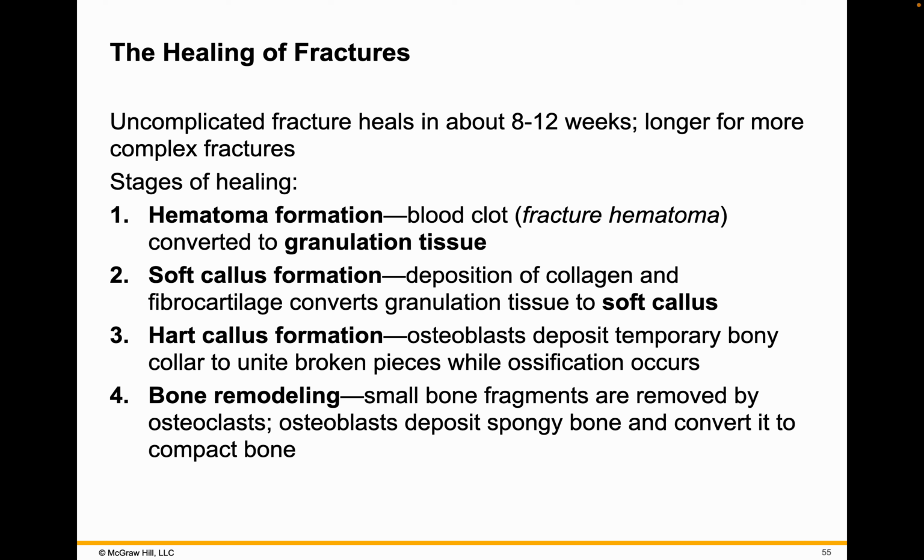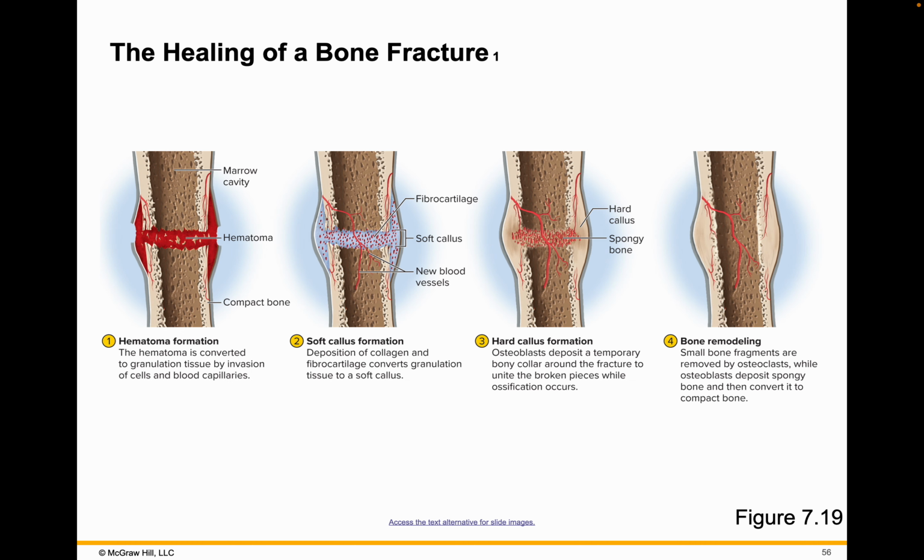Uncomplicated fractures heal in about 8 to 12 weeks, longer for more complex fractures. It starts with a hematoma formation, converting to granulation tissue, a soft callus formation, which is a deposition of collagen and fibrocartilage that converts the granulation tissue to soft callus. Then a hard callus forms. The osteoblasts deposit a temporary bone collar and unite the broken pieces while ossification occurs. And then finally, bone remodeling. The bone is remodeled based on the stresses that it was under. So we get the hematoma, the soft callus formation, the hard callus formation, and the bone remodeling.